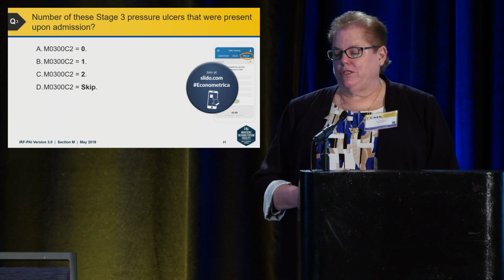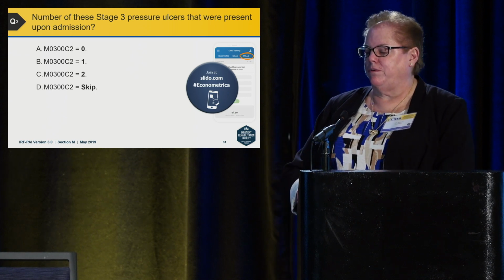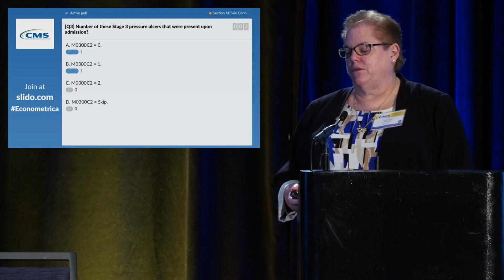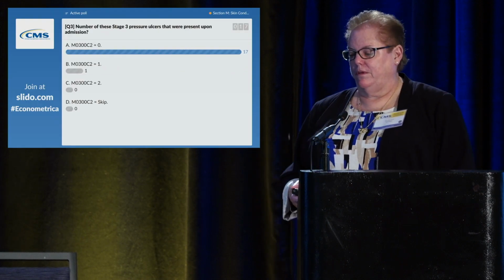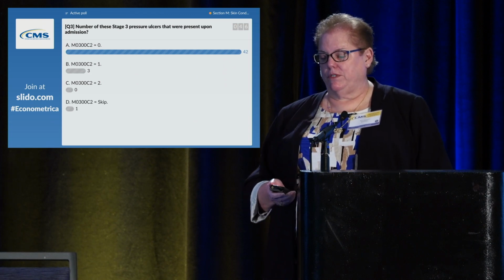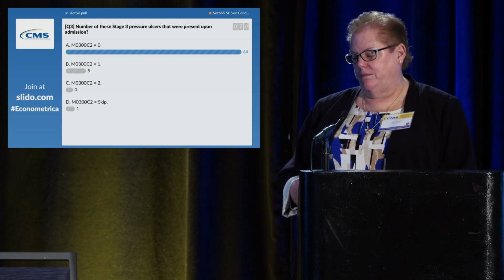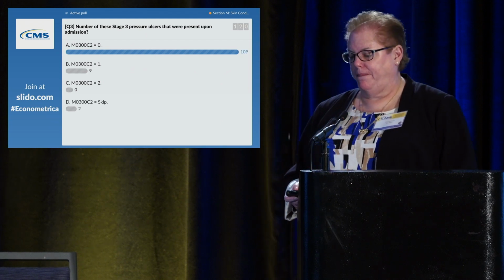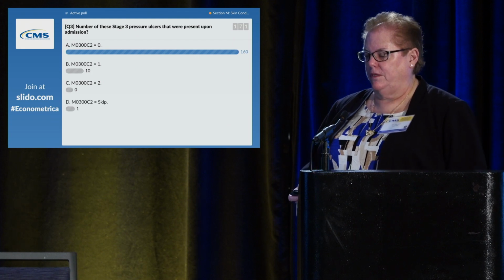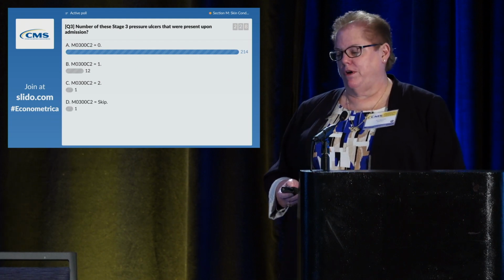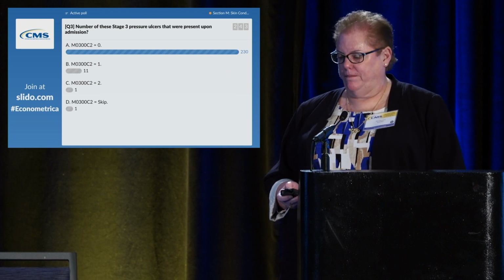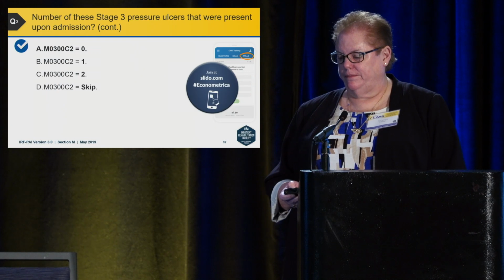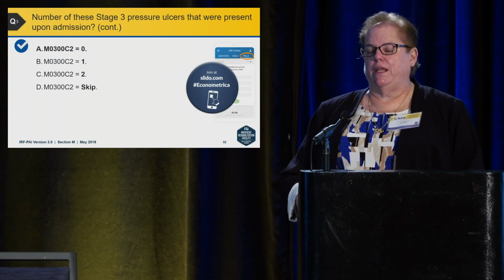Now the big question is the number of these stage 3 pressure ulcers that were present upon admission. So did we have M0300C2? Would it be a 0? Would M0300C2 be a 1? M0300C2 be a 2, or would we skip it? So we're looking at those stage 3 pressure ulcers that were present upon admission. All right, we've got a good majority of the people who have answered this, so let's see what the answer is. And it was 0, and that makes sense, right?